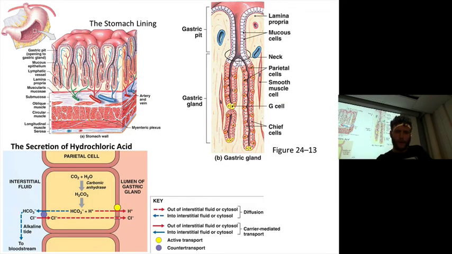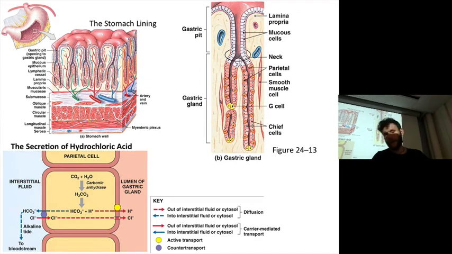Well, we've got a couple minutes, so I can start this. Here's the stomach, and let's just go over a little bit of the anatomy so we can pick up next time and talk about the physiology.